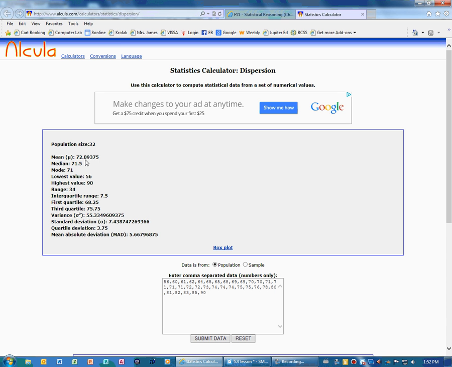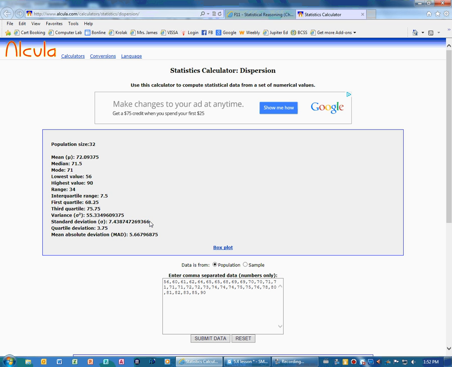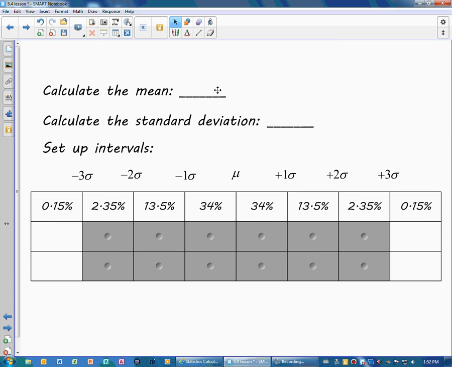The mean is 72.1. The standard deviation here is 7.4. Okay, so the mean was 72.1. The standard deviation was 7.4. So I know there's not a lot of room in your booklet, but I would like you to somehow copy out this table. And so what I'm setting it up for is I want the mean in the middle.